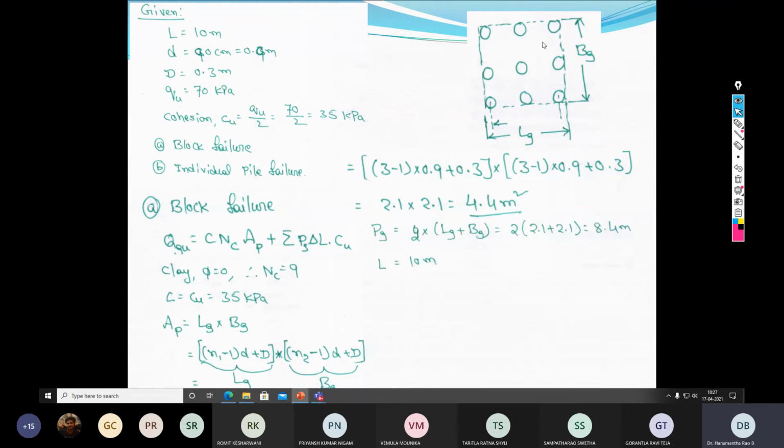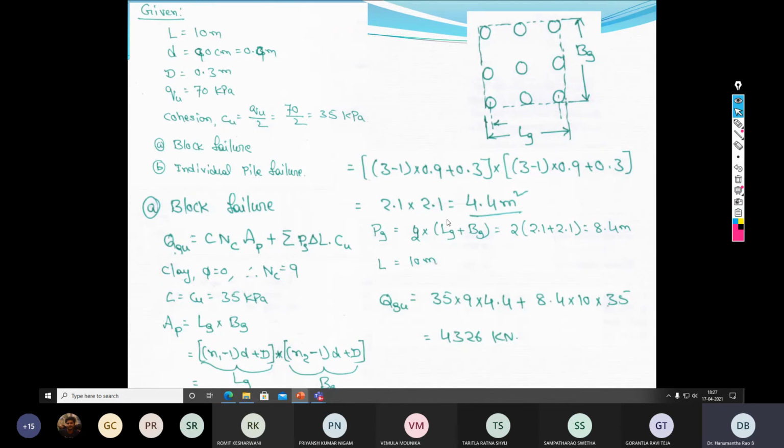Now the perimeter. Since we are considering the block, the perimeter is nothing but 2 times of LG plus BG. So 2 into 2.1 plus 2.1. So the perimeter shall be calculated as 8.4 meter, and the length is 10 meter.